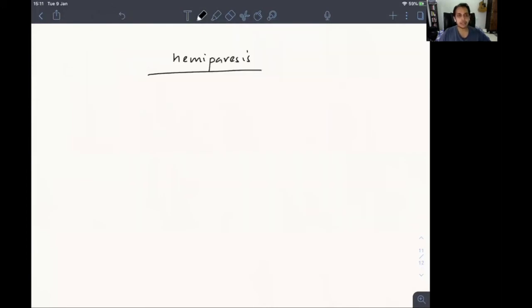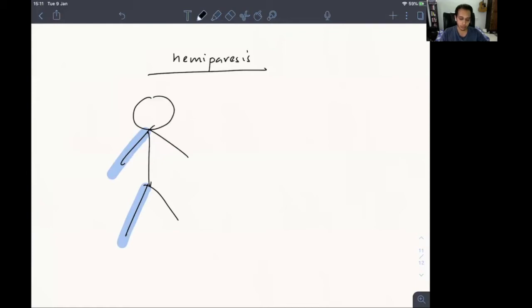Now, hemiparesis means weakness on one side of the body, so half of your body. So in a case of hemiparesis, you will have weakness of only the right side or only the left side. So you will have weakness of just the right upper limb and lower limb, or just the left upper limb and lower limb. And you may also have weakness of the face.